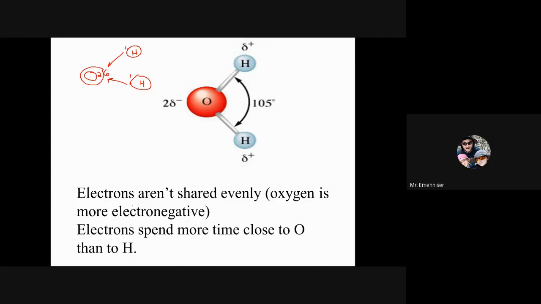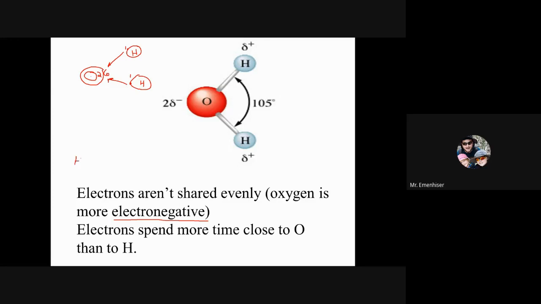We call this electronegativity. It's a tendency of an atom to pull electrons to itself so that it basically hogs the electrons. Since it hogs those electrons, the electrons will spend more time around the oxygen, and it'll create a partial charge. So at any one time, oxygen is holding more electrons than hydrogen is. And so oxygen has a partial negative charge, and hydrogen has a partial positive charge.